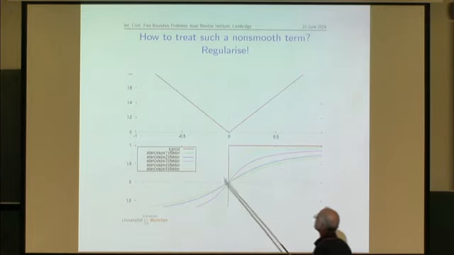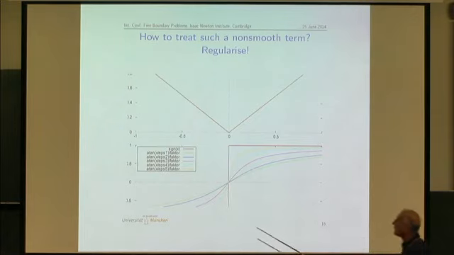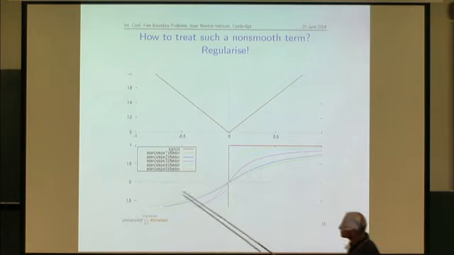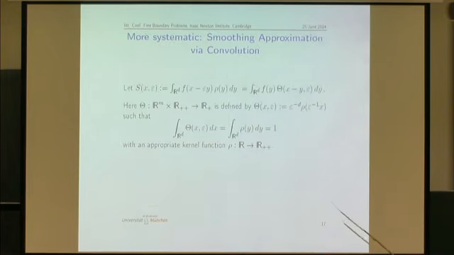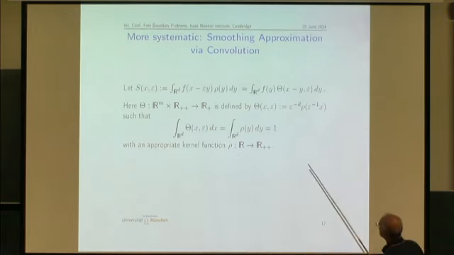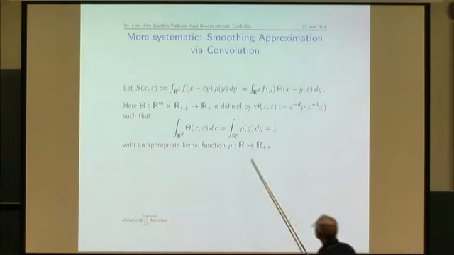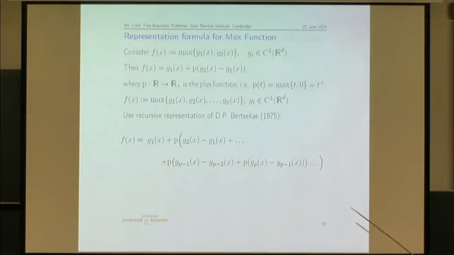For a first look at what you can do with such a kink, let's think of the modulus function. You can approximate this by an arctangent function with the right scaling, but let's do it in a more systematic way. You can introduce a smoothing approximation via convolution, with some function zeta and some kernel function rho, and so you get a whole bunch of smoothing functions.